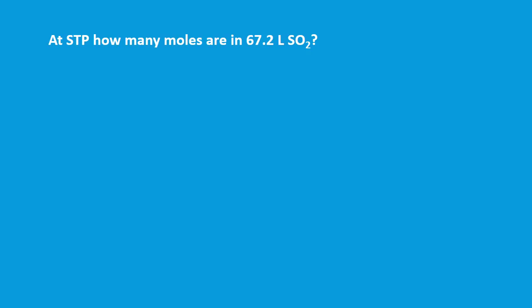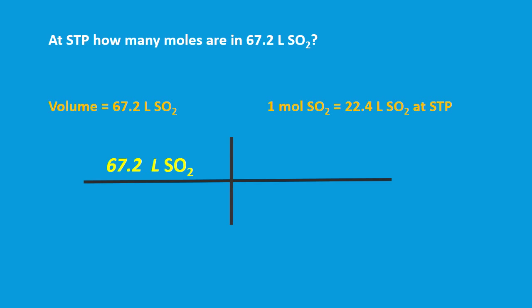So in this one, at STP, how many moles are in 67.2 liters of sulfur dioxide? So we have the volume and we know the molar relationship. So we're starting with the volume of sulfur dioxide now. That means mathematically we have to divide by the molar volume.